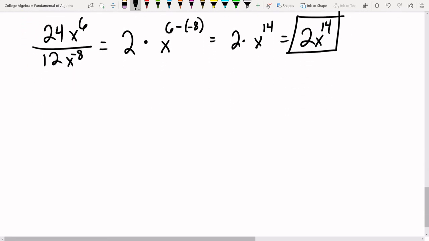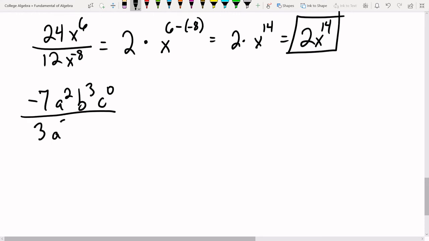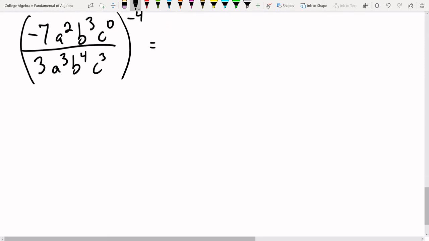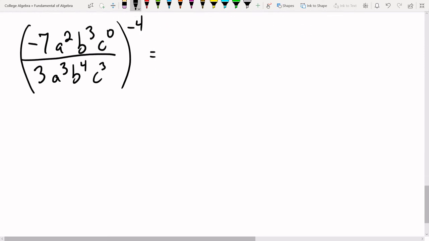All right, now a long one. a squared b cubed c to the 0 over 3 a cubed b to the 4th c cubed, all to the power of negative 4. Okay, let's simplify the inside first, and then we can deal with the negative 4 on the outside. The numbers can't simplify at all, so I'm just going to leave them as negative 7 over 3.